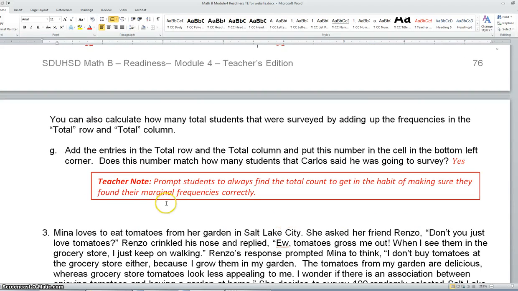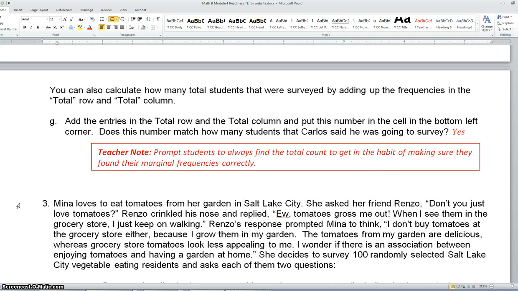Okay, here's a little teacher note: always find the total count, to get in the habit. So find the total count. Make sure your rows and columns add up. Okay, next question, number 3. I'll let you read this.